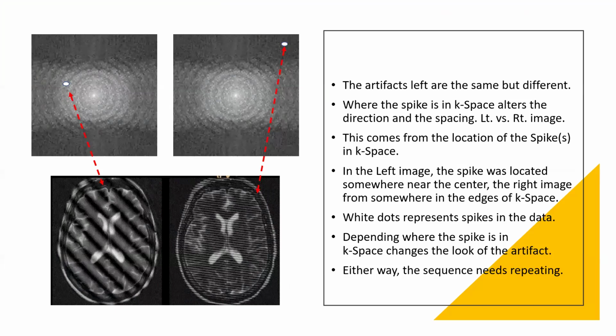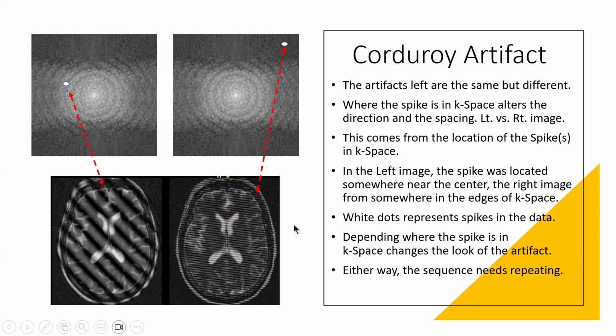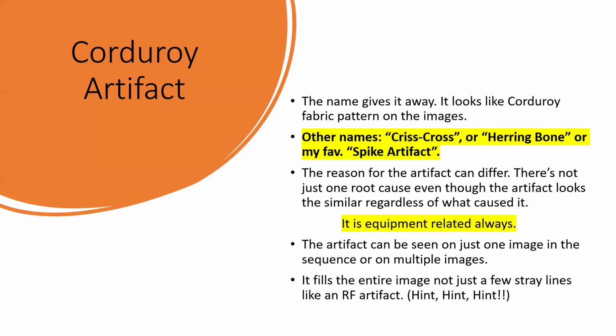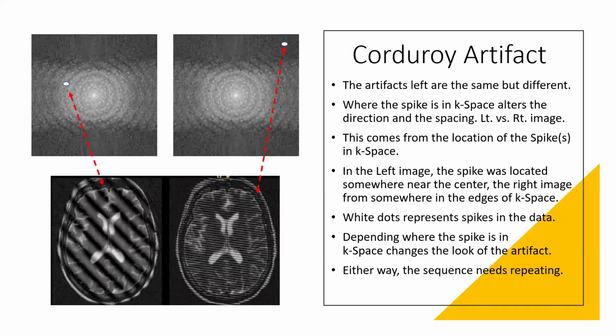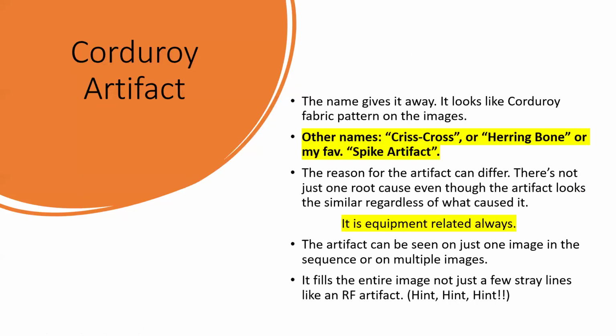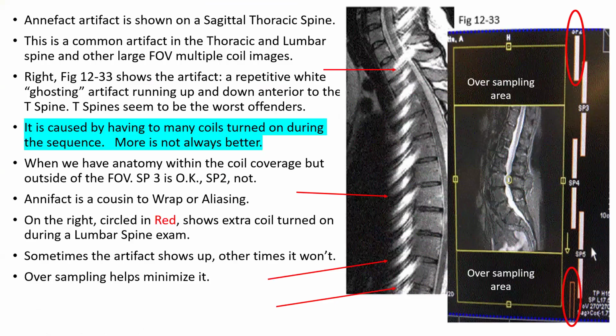All right, what artifact is demonstrated here? This is corduroy artifact. You look at this and you go, wow, looks like you're looking through Venetian blinds. Yes, it looks two different ways, but it's the same artifact. You got a spike or a bad data point in your K-space, and that's called corduroy artifact. Also called crisscross, herringbone, or spike. So any one of these can be applied here. Most commonly, it's corduroy.